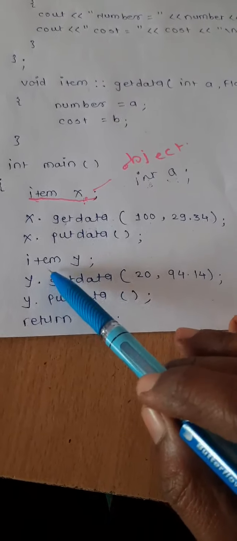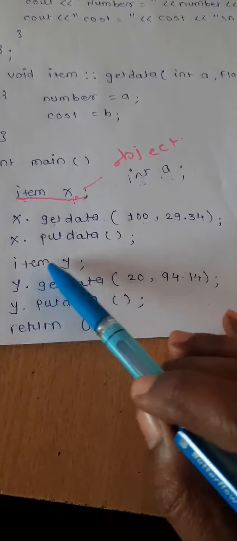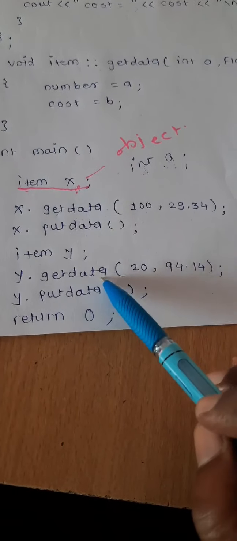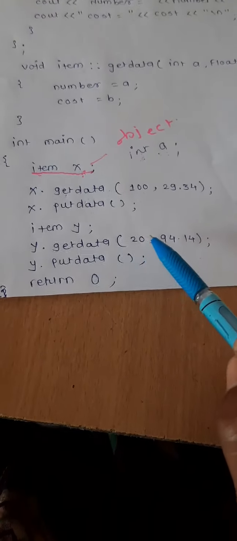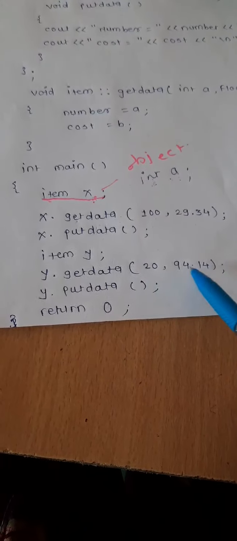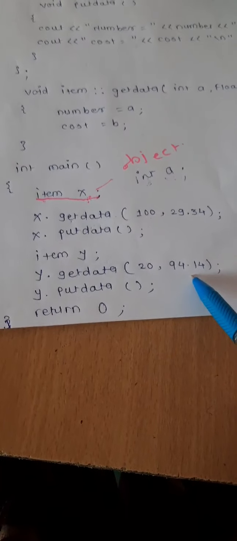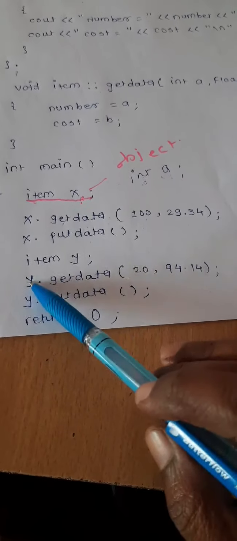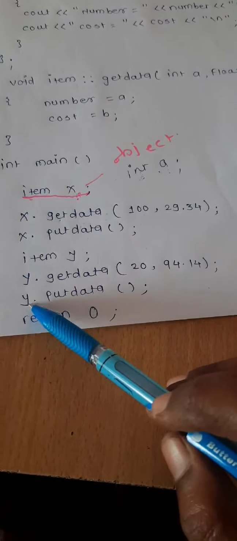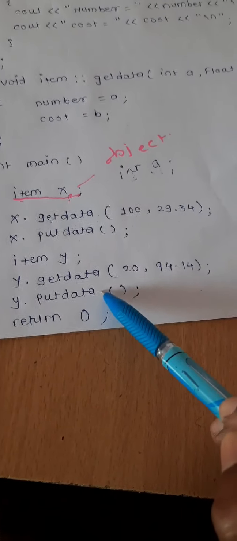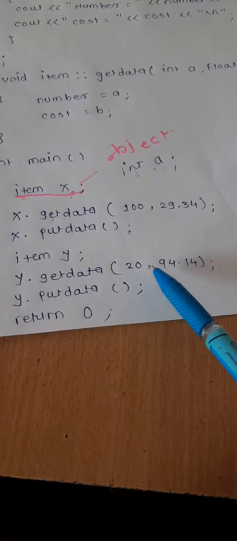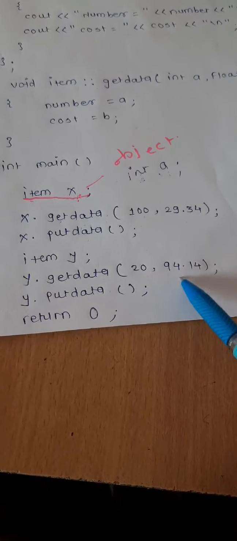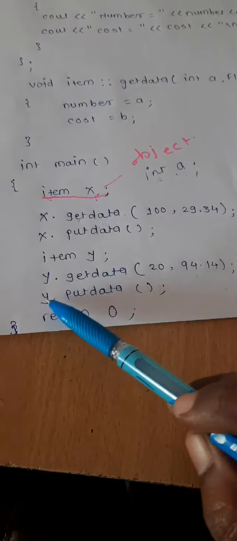Now here we again declare another object, and by using this object we again call the get data function. At this time we assign some new values for a and b. These are the new values for number and cost for y, and when we call y dot put data, these two new values are displayed as number and cost for the y object.